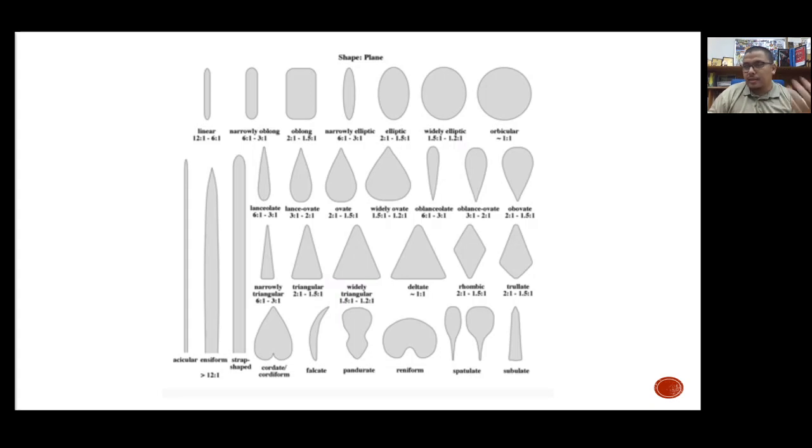The other thing is this prefix, ob. Okay, the prefix ob means inverted or upside down. So if we have an ovate leaf, we pretty much know what shape an ovate leaf is. These are the shapes of ovate, and this is obovate, the opposite of ovate, meaning upside down.